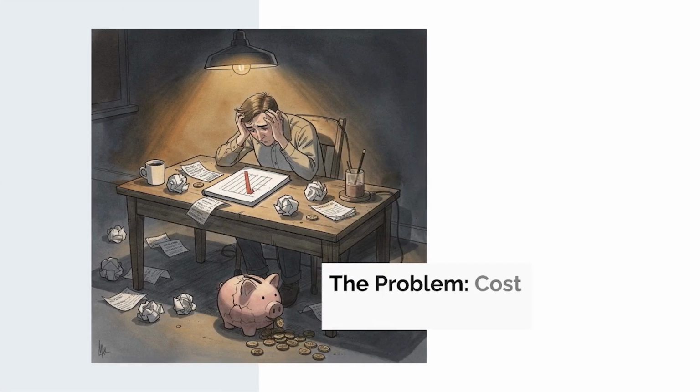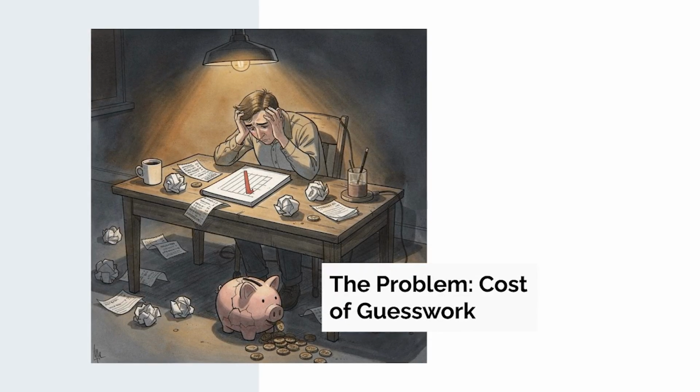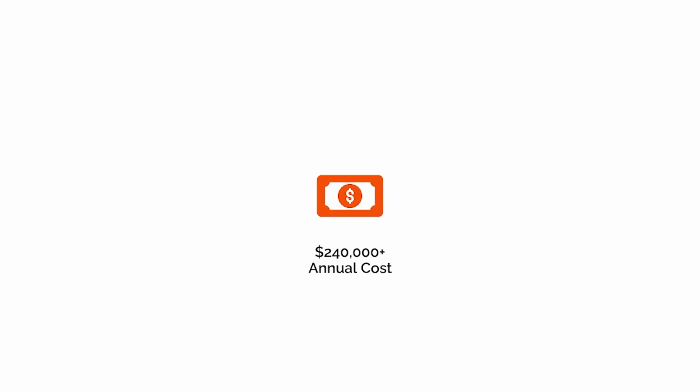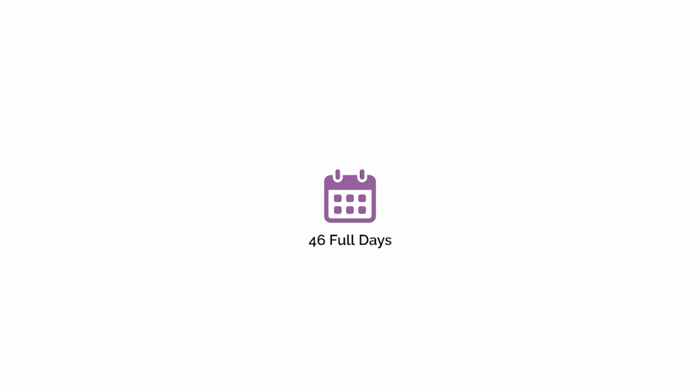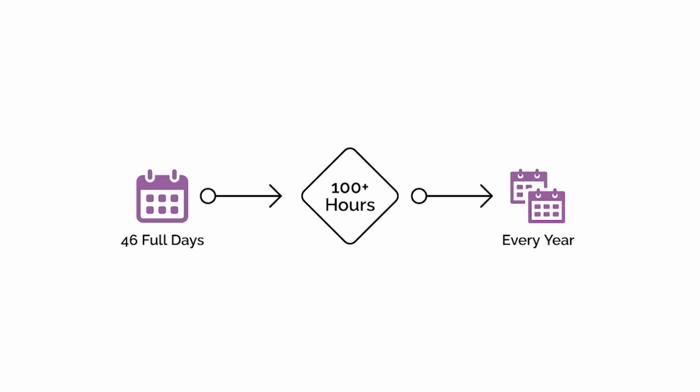Let's talk about what guesswork really costs, because the number is bigger than most founders expect. Without proof, every productivity conversation is just an opinion. The ping loop alone, that constant back and forth of status checks, costs SMEs over $240,000 every single year. That's 1,100 plus management hours wasted on "what happened?" 46 full days gone every year.